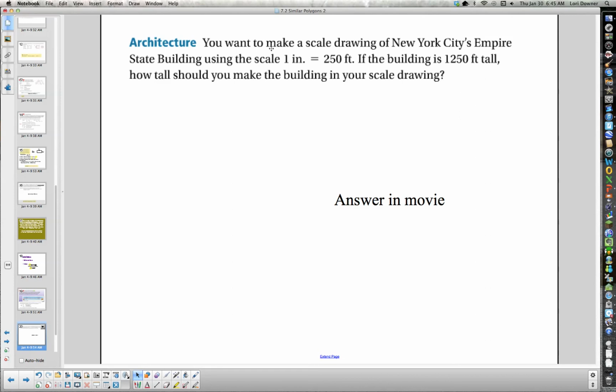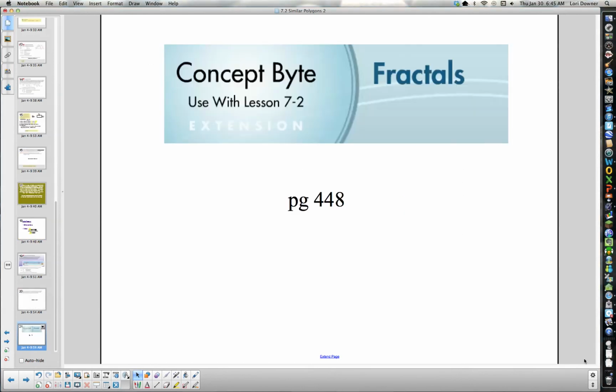Take architecture. You want to make a scale drawing of the New York City Empire State Building using the scale 1 inch for every 250 feet. If the building is 1,250 feet tall, how should you make the building in your scale drawing? I want you to pause this movie, try it, and you'll answer this at the end of the movie. That is the end of this movie for Learning Target 2.